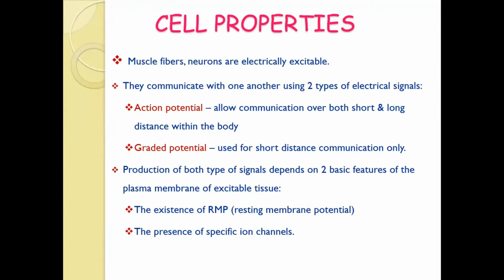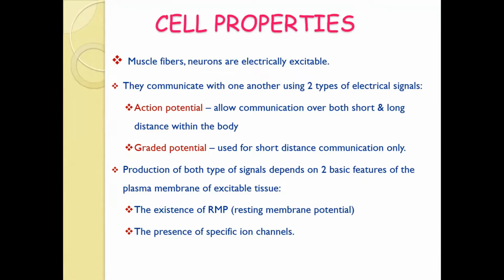Muscle fibers and neurons are electrically excitable, so they communicate with one another using two types of signals. One is action potential, another is graded potential. Action potential allows communication over both short and long distances within the body. Graded potential is normally used for short distance communication only.